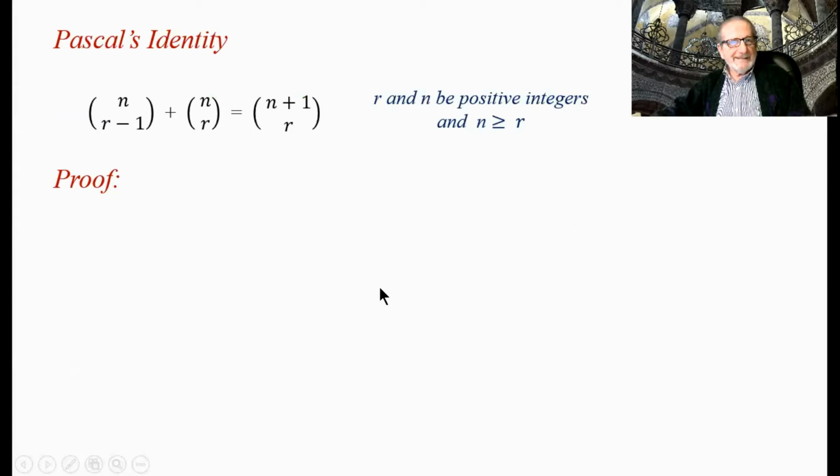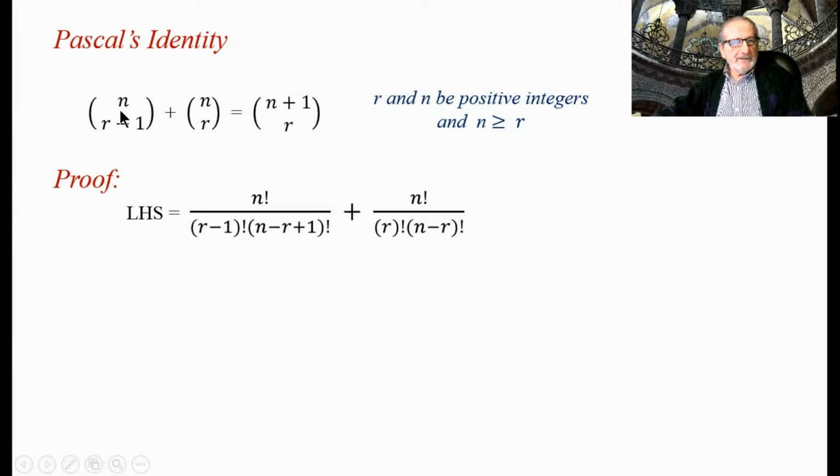So Pascal's identity, let's prove that, where r and n are positive integers and n is greater than or equal to r. I need to prove that this one is equal to this. So the left-hand side, by using the formula of the combination, is n factorial over (r minus 1) factorial (n minus r plus 1) factorial, plus n choose r, which is n factorial over r factorial (n minus r) factorial.